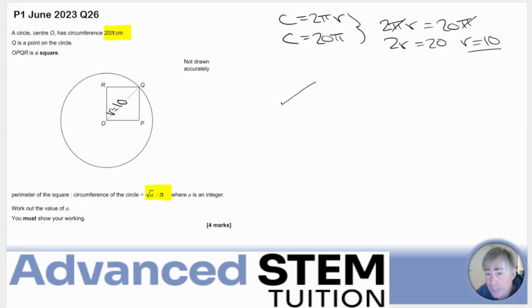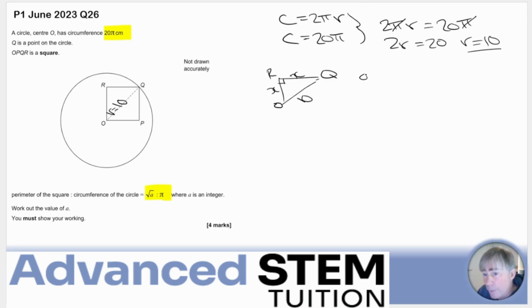So if I were to draw my triangle within that square, we've got O, we've got R, and we've got Q, and we know that this is a right angle because it's a square, and we now know that this is 10. We're trying to find our side lengths, both of which are x, because we know that they're both equal. From this, you should see that we need to use Pythagoras.